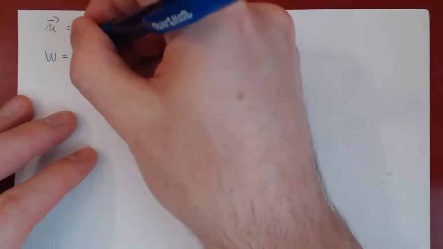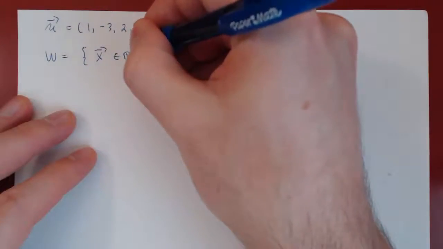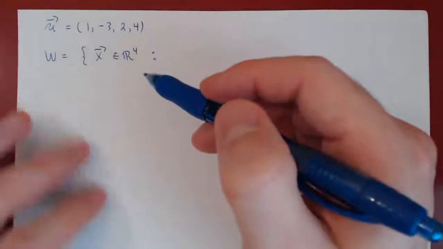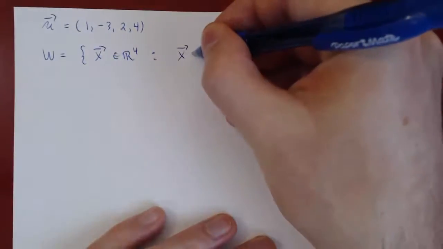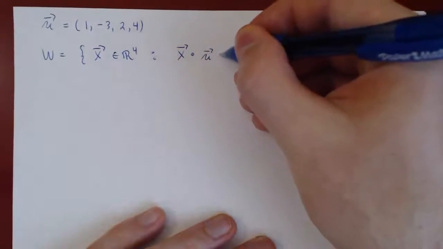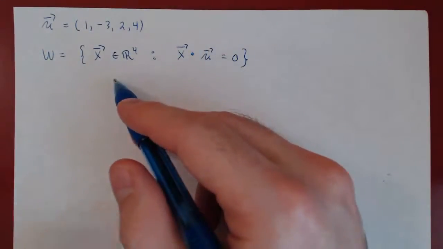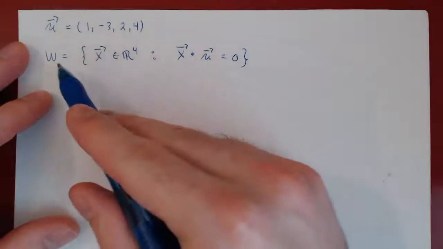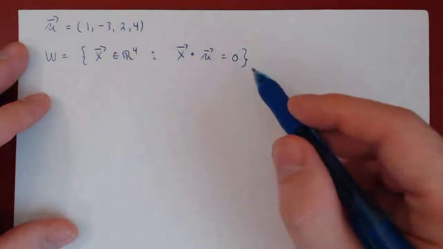And our space W was the set of all vectors in R4 such that the vector x in W and u were perpendicular. Of course, that's the same as saying that x dotted with u is equal to 0. So you see what we have here is an implicit description of the elements. We are saying the vectors in W are the vectors in R4 that satisfy this equation.